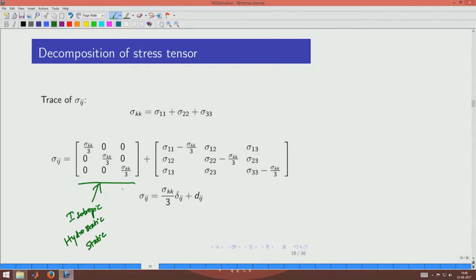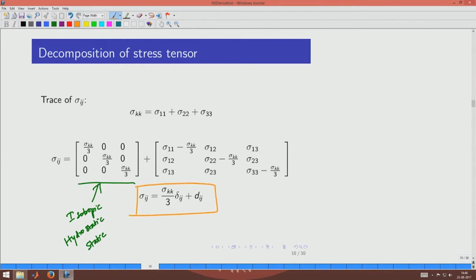So 1 by 3 is done so that the first part has a trace of exactly sigma kk, and the second part will have a 0 trace, because when you do the summation you see sigma 11 plus sigma 22 plus sigma 33 minus of these. So you get them cancelled out, and you see that it should not have any trace.